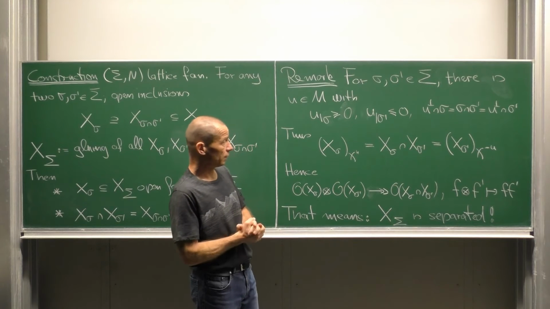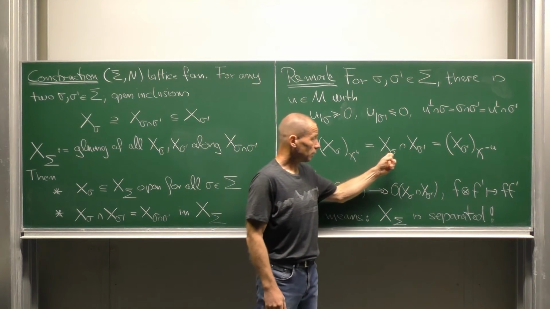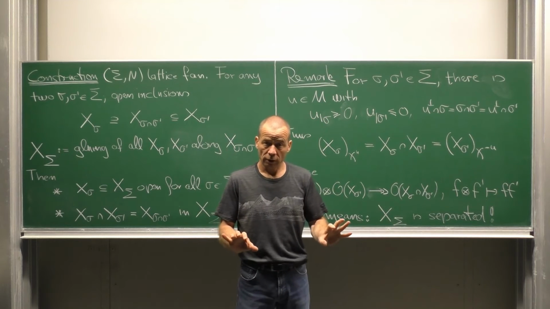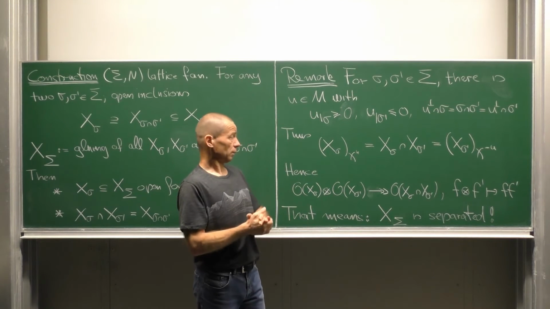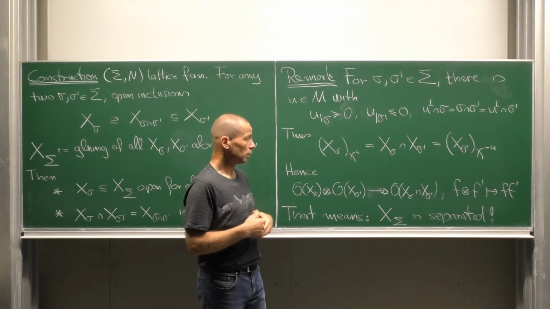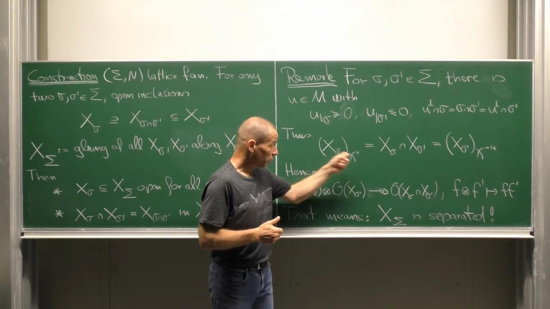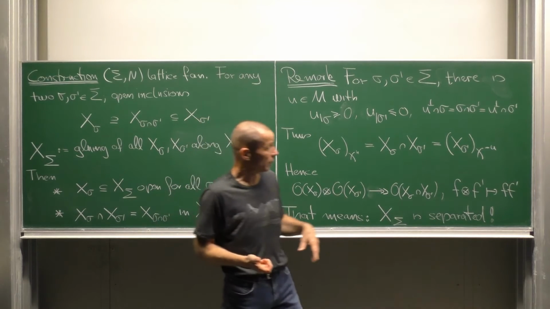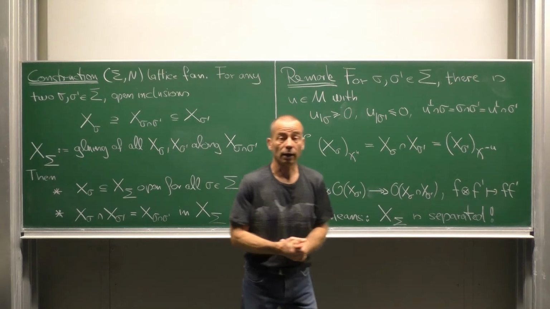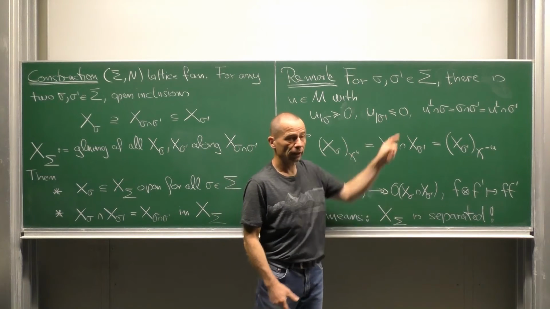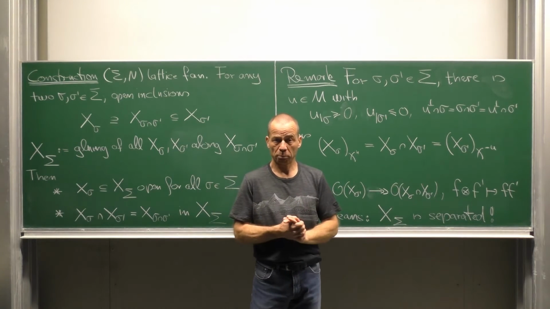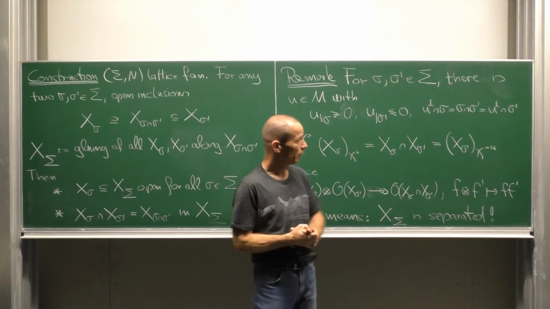Geometrically, this means that the intersection of these two affine varieties inside X_Σ is the localization of X_σ by χ^u, and as well the localization of X_σ' by χ^(-u). This minus is due to the fact that here we have non-positive values only along σ'.